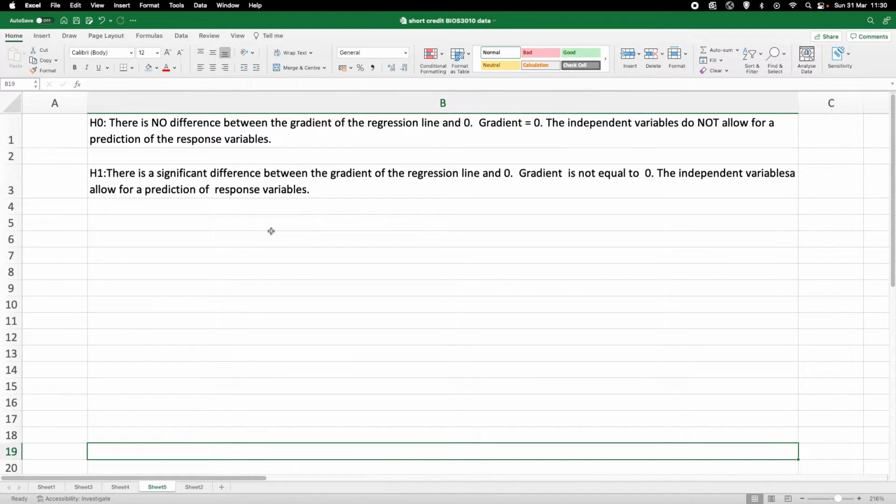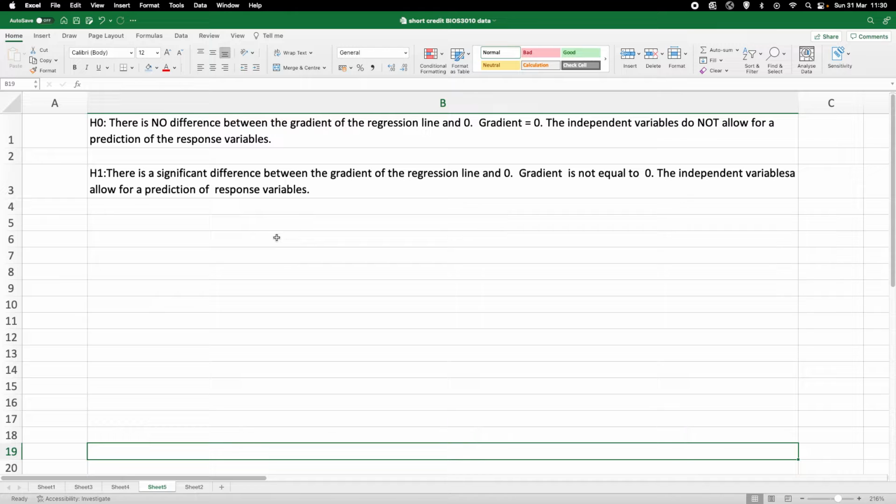And what we usually then set is a significance level alpha. Let's say this is 5%. And our decision rule would be if the p-value for the gradient is smaller than alpha, if it's smaller than 5%, we would reject the null hypothesis and say the alternative hypothesis is correct.